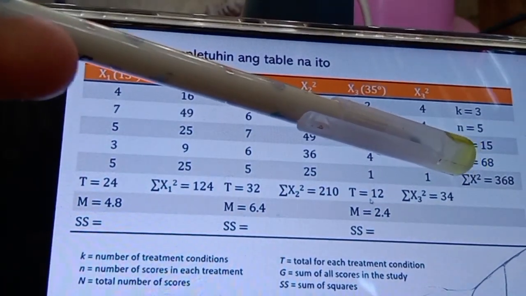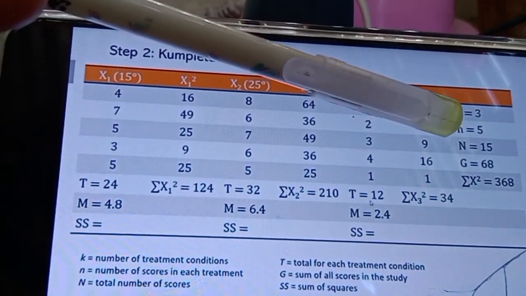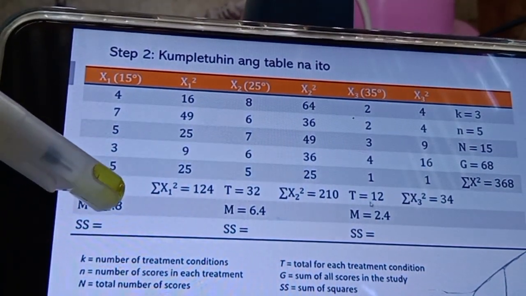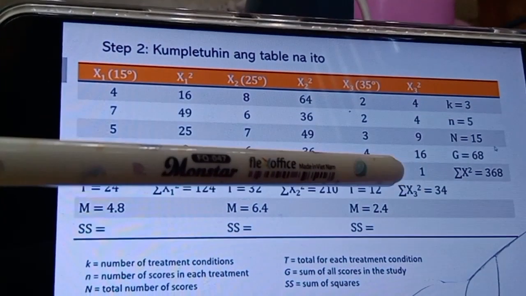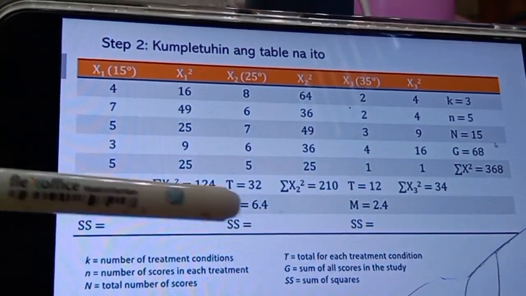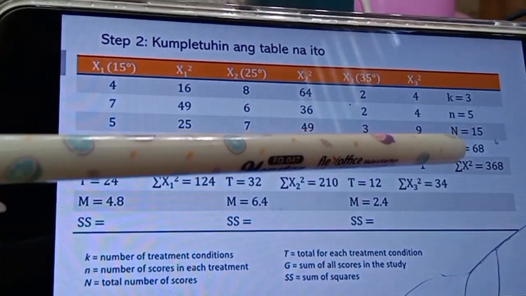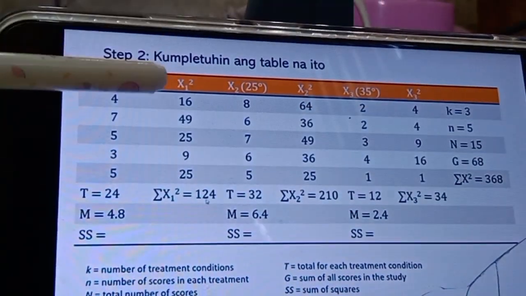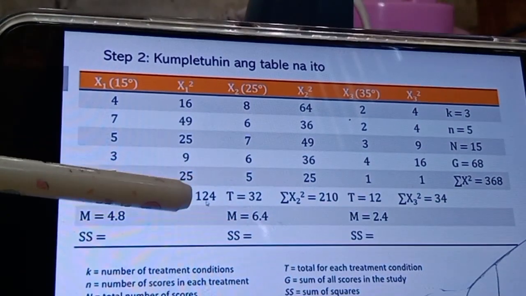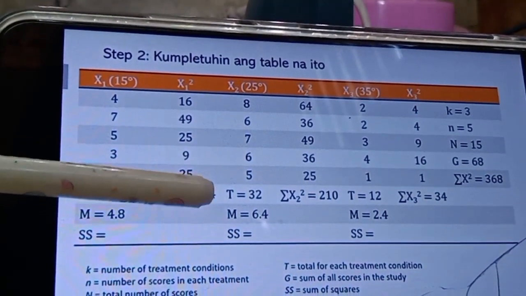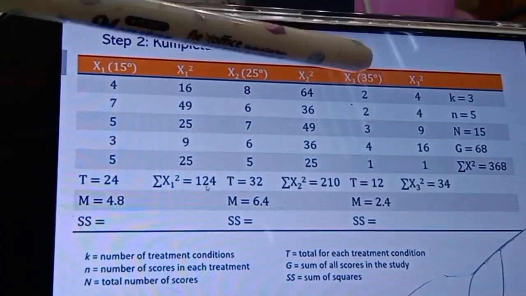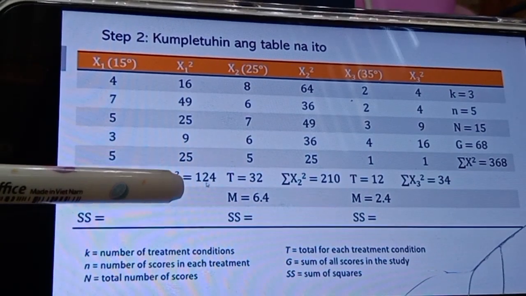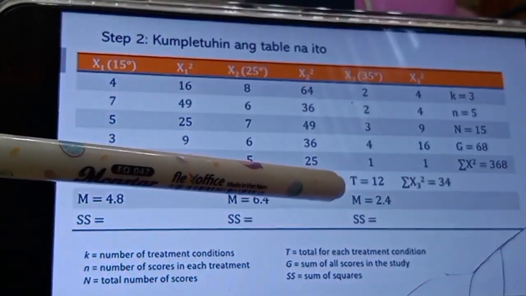Yung G is equal to 68, yung grand total. Ito yung total equals 24, 32, T is equals to 12, and kung compute siya, G is equals to 68. And next, yung summation of x squared. Lahat ito ay inadd natin. So, yan yung 124, 210, and 34. So, inadd natin yung summation of x squared, ito, at saka ito.